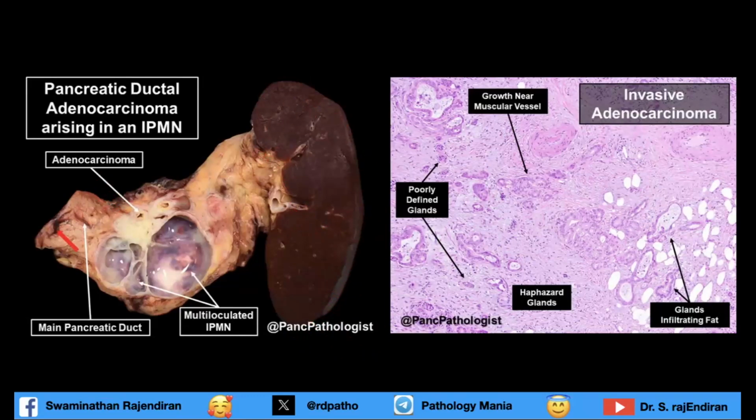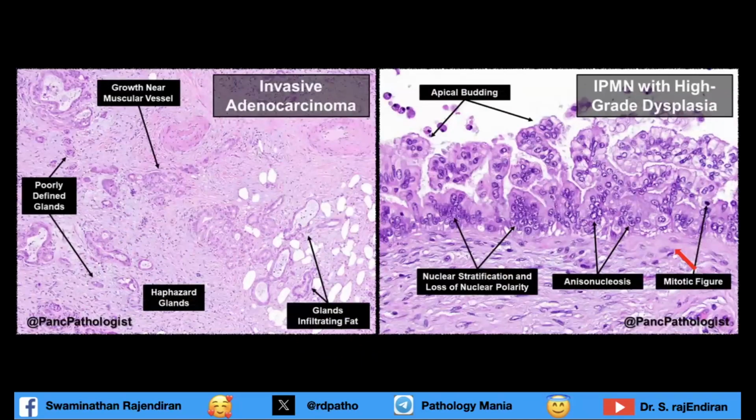So this is a distal pancreatectomy. You can see the cystic lesion along with a more solid lesion here. And microscopically, you can see invasive carcinoma, poorly defined glands, the growth near the muscular vessels, and glands infiltrating the fat. These are all the features of pancreatic carcinoma, NOS. So pancreatic cancer. And the associated cyst shows IPMN with high-grade dysplasia.